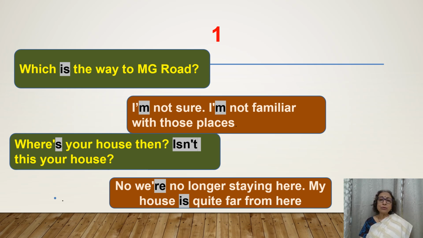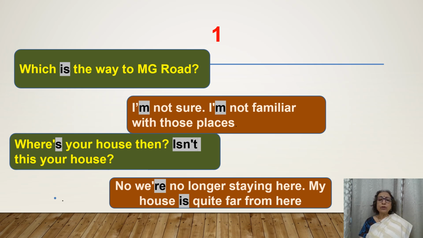Isn't this your house? Now, where is? So full is we don't say. Like we said initially, which is. Here is not full, so we put apostrophe and s. Isn't this your house? Question. Now, doubt is there, so isn't. Is this your house is not being said because where's your house already question is asked. So isn't this your house?